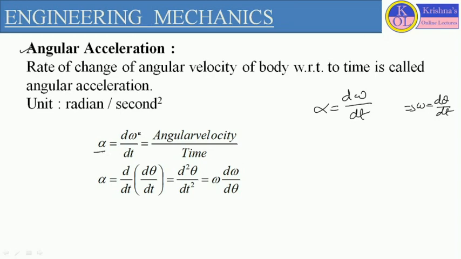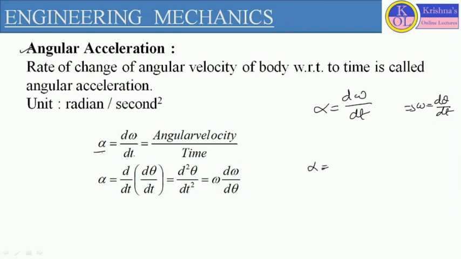So this alpha we can write down as d omega by dt, the rate of change of angular velocity with respect to time. Now if we simplify this, in place of omega, we can write d theta by dt. So it will be d by dt of d theta by dt, so it will be d square theta by dt square. And we can also write this alpha as omega d omega by d theta.